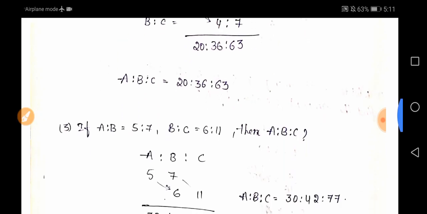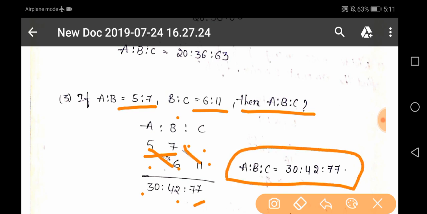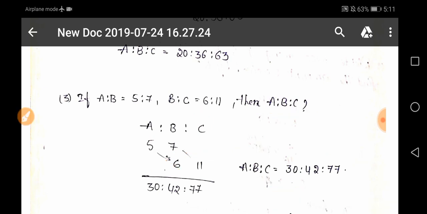Same like this, we have another question. If A is to B is 5 is to 7 and B is to C is 6 is to 11, find A is to B is to C. So A is to B is 5 and 7, B is to C is 6 and 11. Directly, here there is no number. So 5 sixes are 30, 7 sixes are 42, and 11 sevens are 77. So A is to B is to C is 30 is to 42 is to 77. The numbers do not cancel in any table, so just leave it.